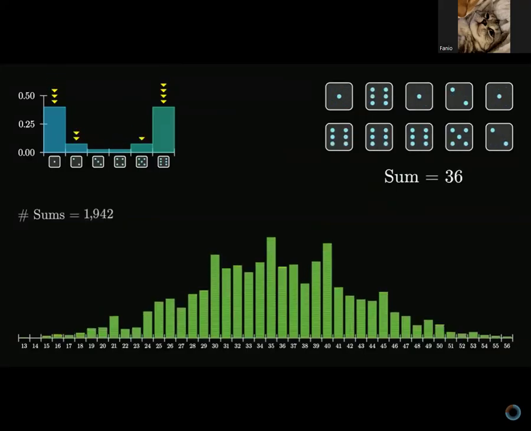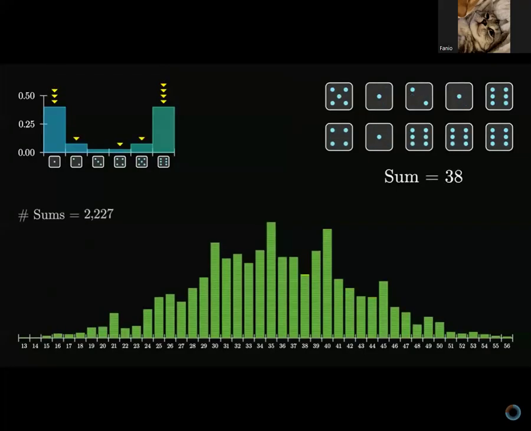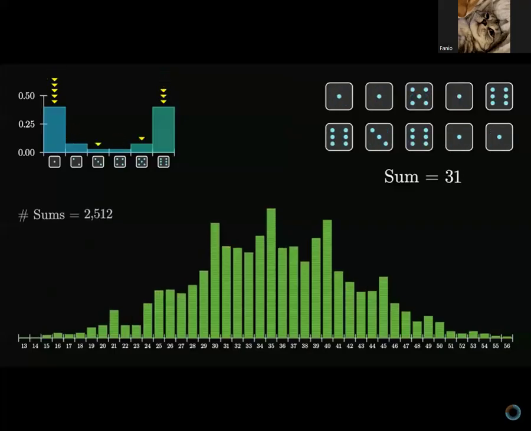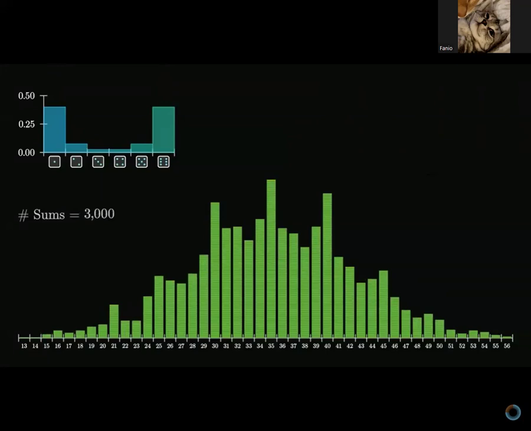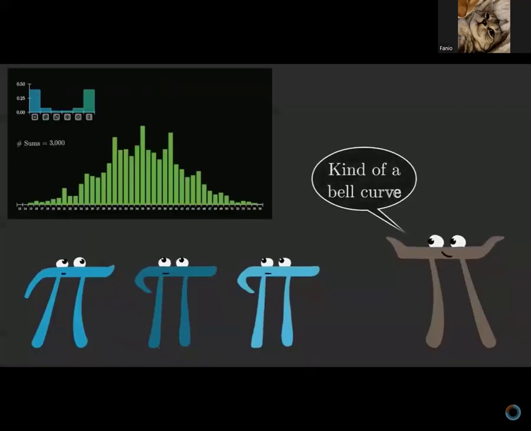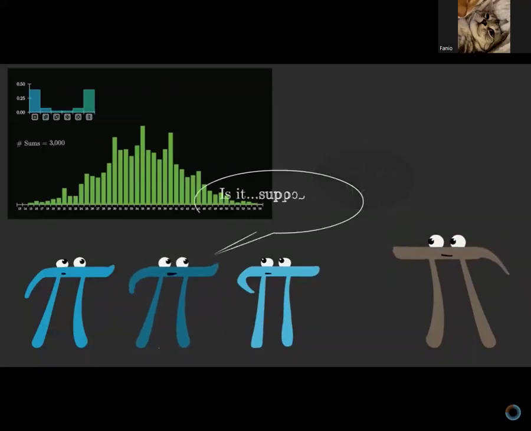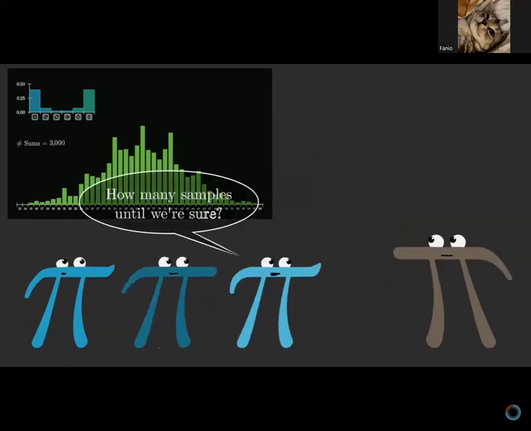Illustrating things with a simulation like this is very fun, and it's kind of neat to see order emerge from chaos, but it also feels a little imprecise. Like in this case, when I cut off the simulation at 3,000 samples, even though it kind of looks like a bell curve, the different buckets seem pretty spiky, and you might wonder, is it supposed to look that way, or is that just an artifact of the randomness in the simulation? And if it is, how many samples do we need before we can be sure that what we're looking at is representative of the true distribution?